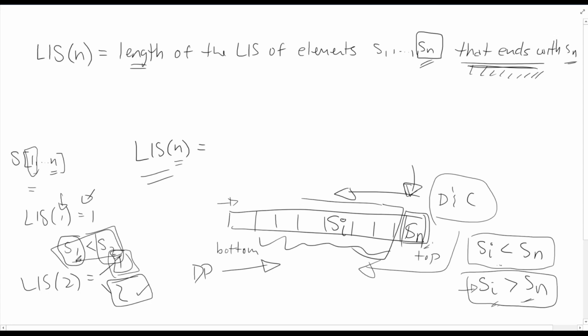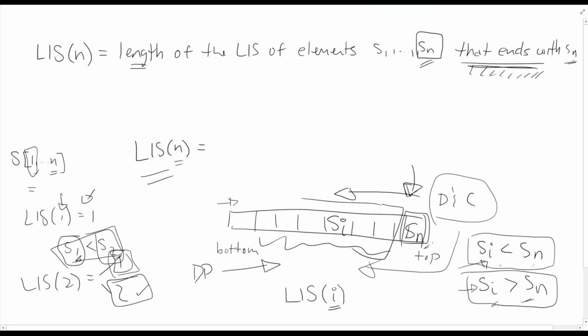In this case, if Si is less than Sn, then if I have a longest increasing subsequence already that goes up to and ends with Si, then I could add Sn to the end of that and get a new longest increasing subsequence that's one longer, one greater. Okay. And so here we're in this case where Si is less than Sn. And now what I want to do is look up what is the longest increasing subsequence that ends with I.